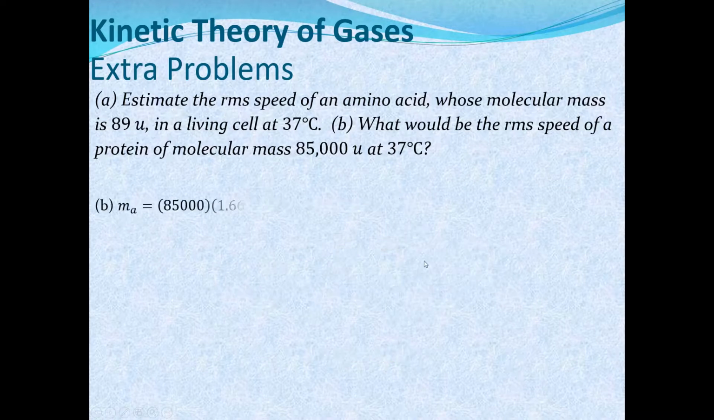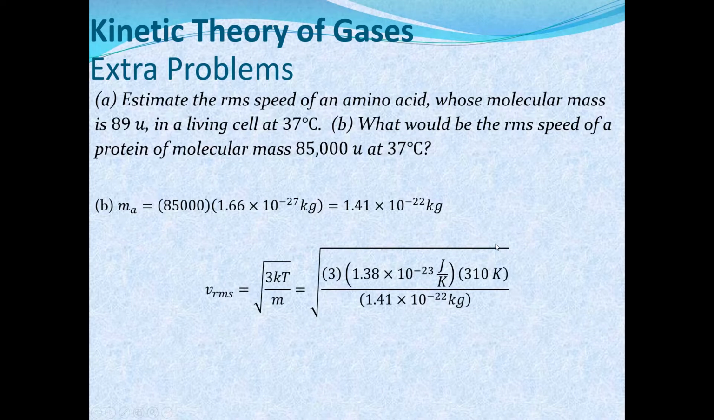And then for part B, for the protein mass, we just have to change that mass. Nothing else really changes. And we end up getting 9.54 meters per second for its RMS speed.